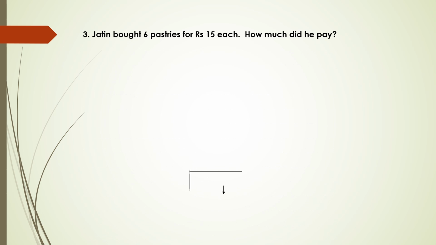Now question 3, children. Jatin bought 6 pastries for rupees 15 each. How much did he pay? Children, total pastries is 6 and the cost of one pastry is 15. So 15 multiplied by 6. You have to find out the total cost of 6 pastries. So when you multiply, you will get the answer rupees 90. 15 multiplied by 6 is 90. So rupees 90 is the cost of 6 pastries.